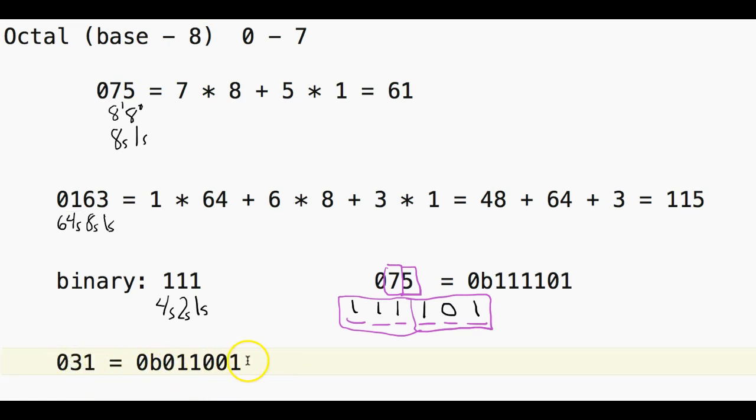So that's our conversion. And if you want to take this to decimal, then you could say I've got 3 eights plus 1. That's 3 times 8 plus 1, which is 25 in decimal. So that's how you convert with octal.